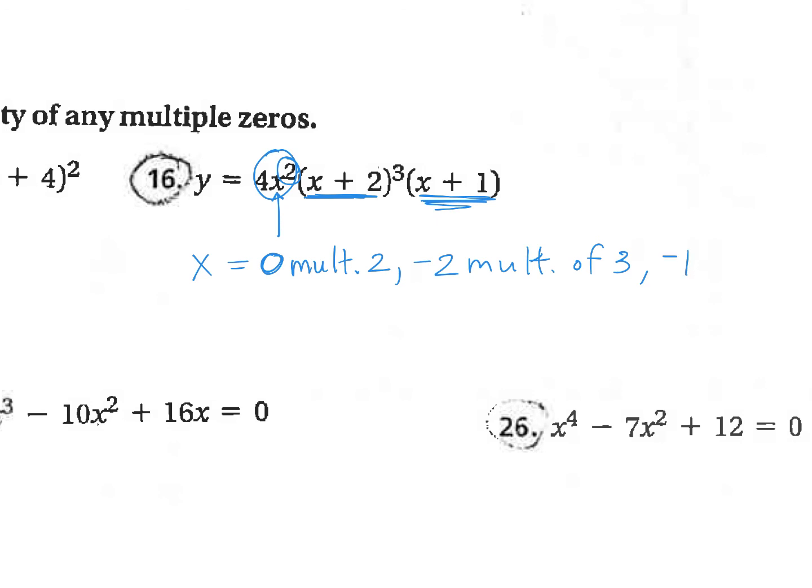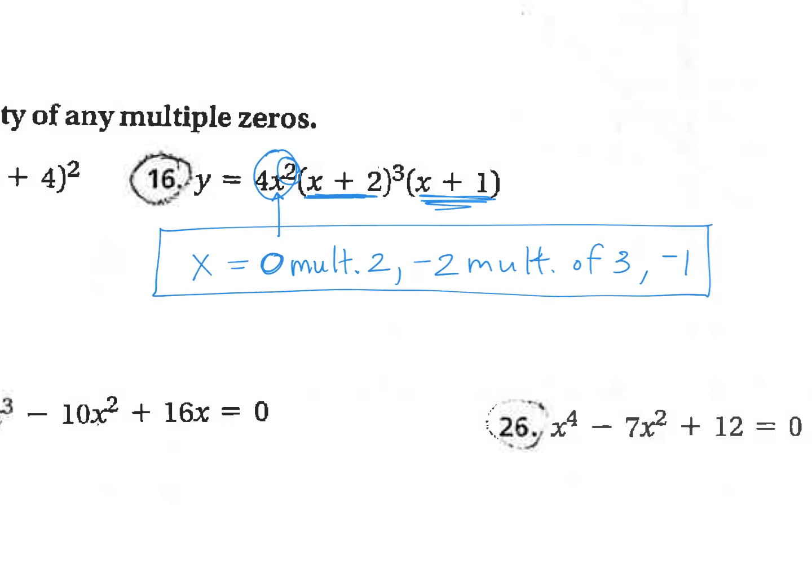Just -1, right? And you don't need to write multiplicity of 1. There's no multiplicity there. It's just one time. So this would be your answer. Next one. Basically you're just taking every x and making it a 0.